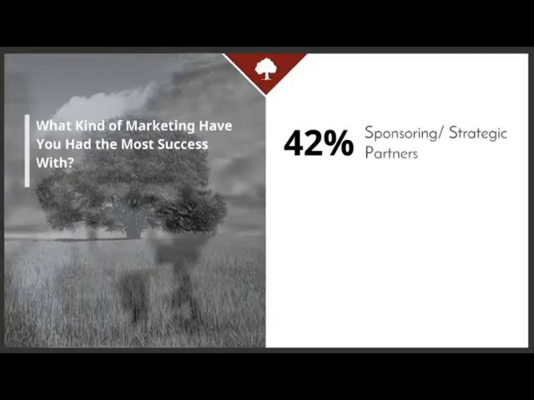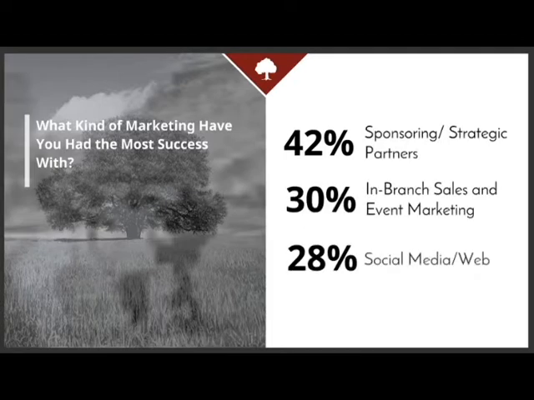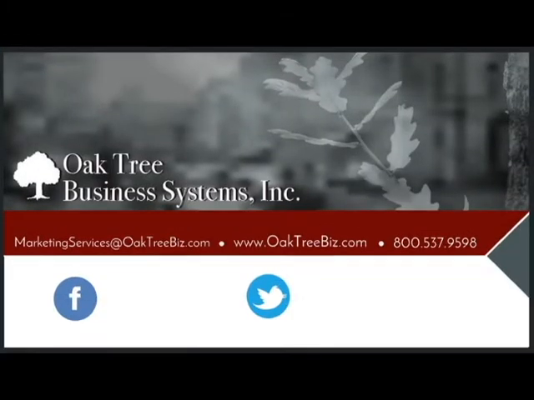Last but not least, we asked what kind of marketing you had the most success with. 42% answered sponsoring or strategic marketing partners, 30% answered in-branch sales and event marketing, and 28% said social media or web marketing. This shouldn't come as a surprise, but it turns out that marketing mediums that allow credit unions to directly connect with their members yield better financial results. Credit unions are member-owned, so making a good impression on your best assets should always be your number one priority.